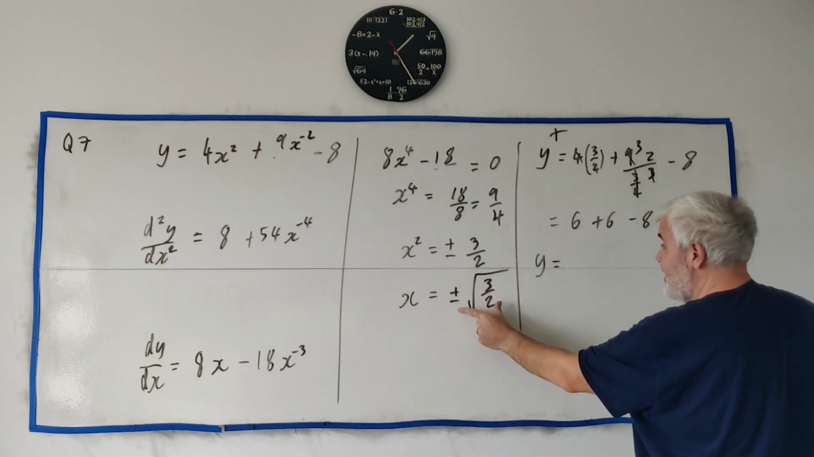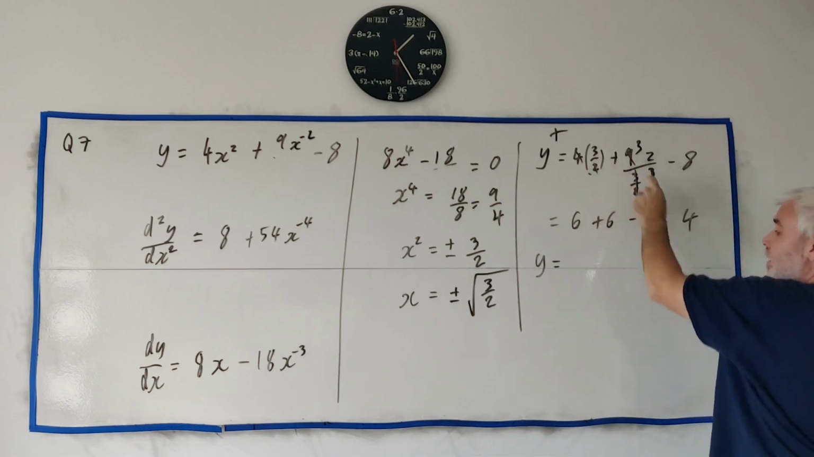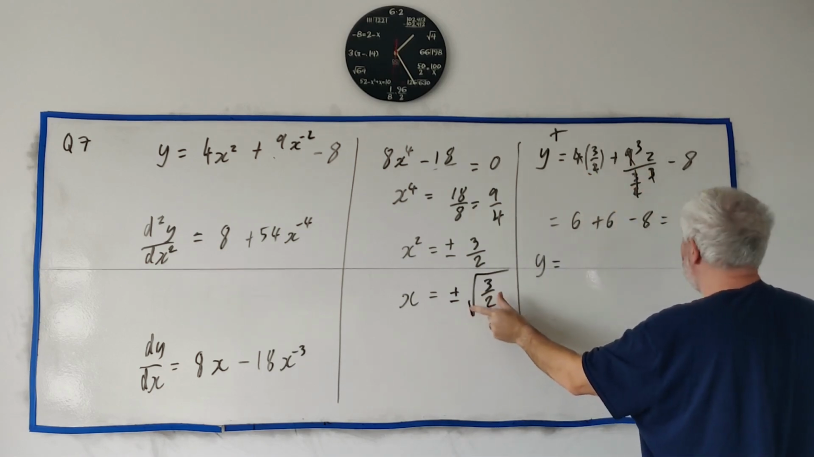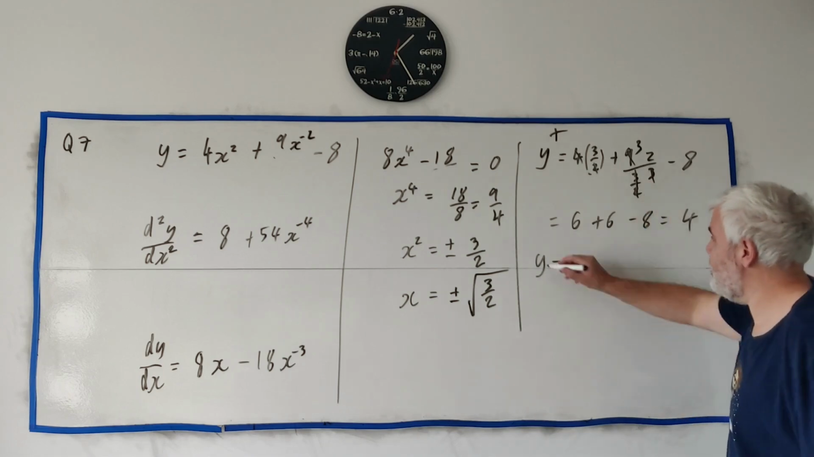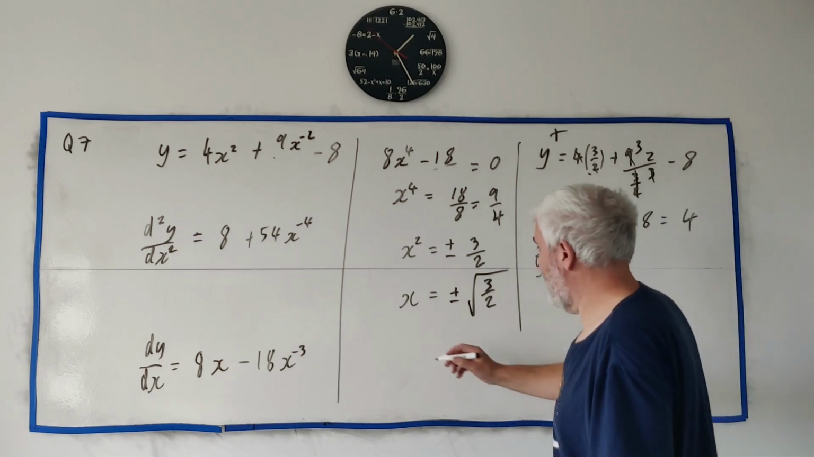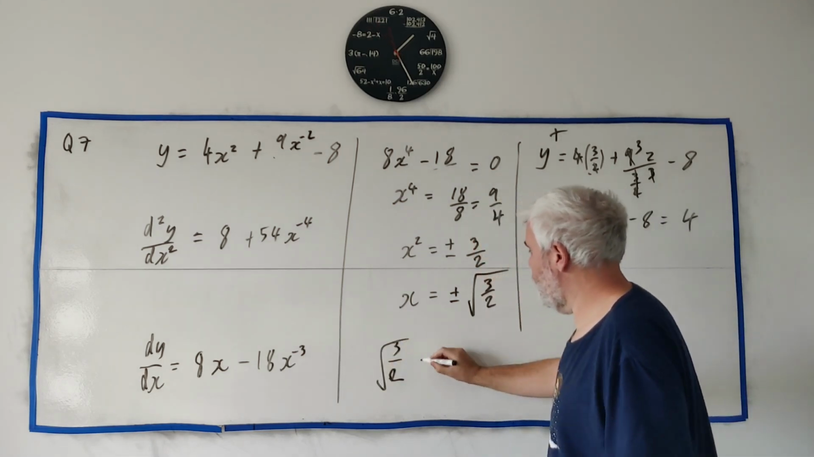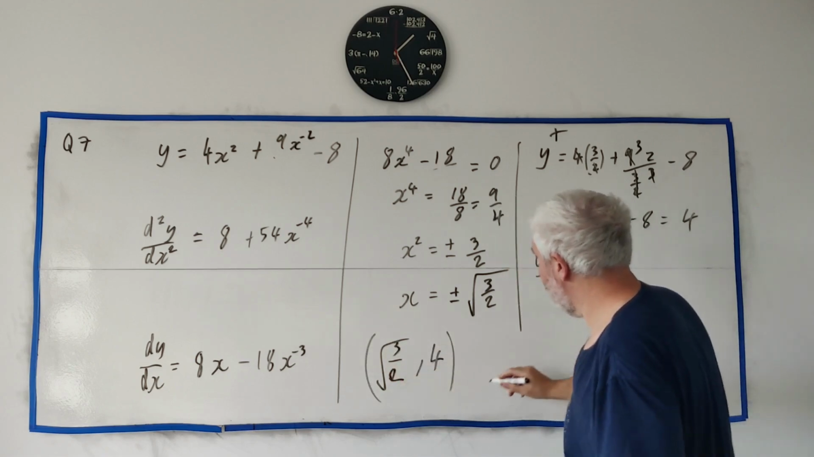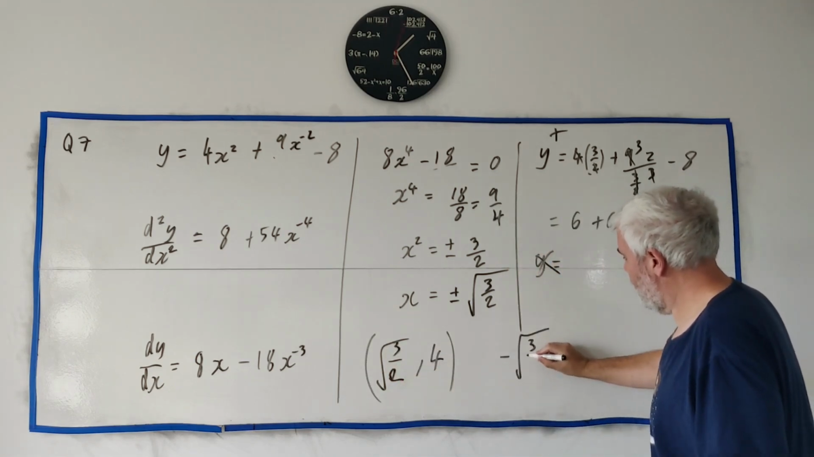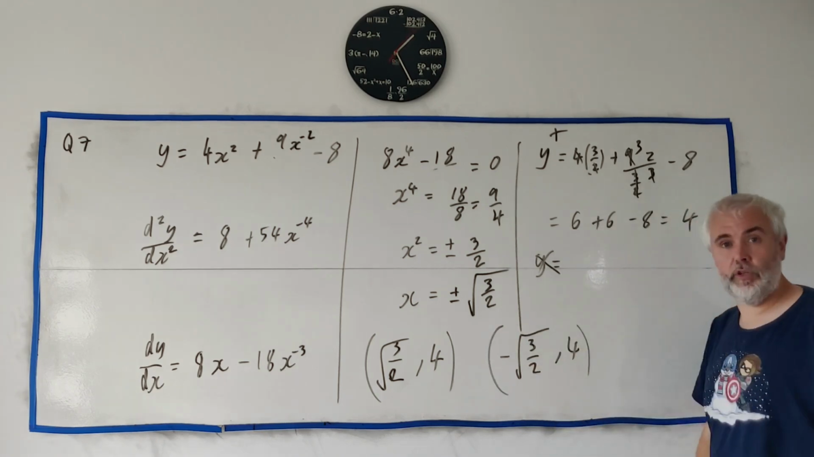Minus this squared is still a plus, 3 over 2. You'll get identical. Plus 9, minus this squared is still 3 over 2. Nothing changes. You'll get y equals 4 again. So the two answers you get here are the square root of 3 over 2 and 4. That's 1 point. And minus the square root of 3 over 2 and 4 is the other point. They're the 2 points you get from this.